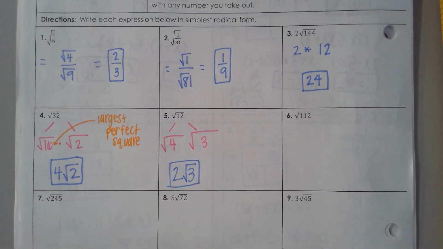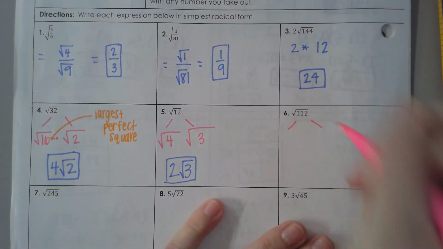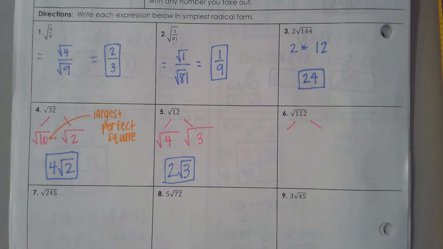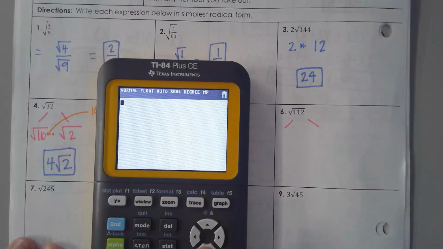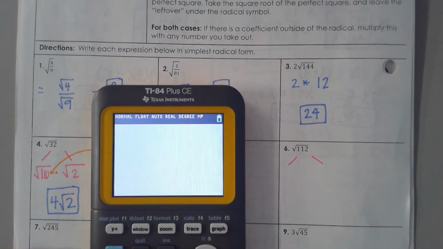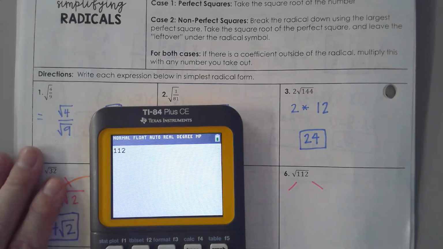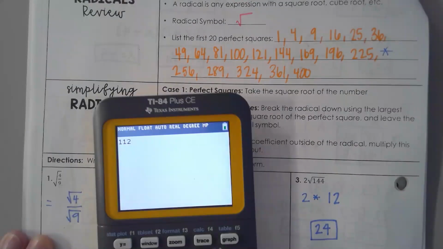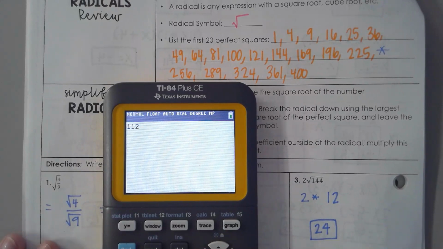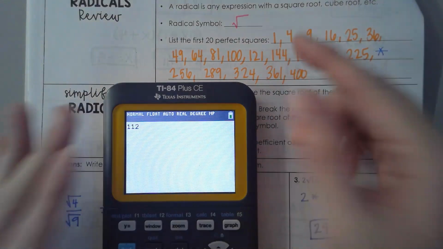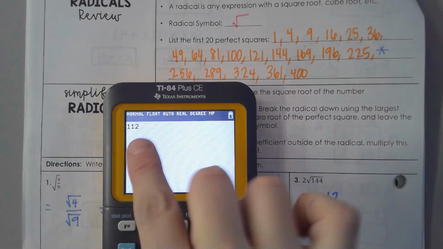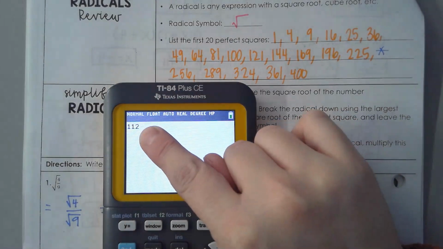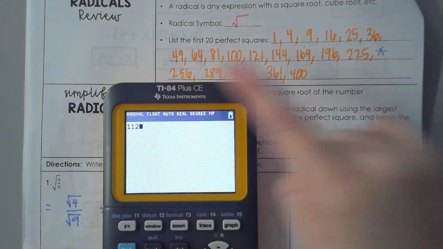Number 6 is the square root of 112. Now this one might be a little harder. You may not know this one right off the bat. So here's what I suggest. Take your calculator, and we're going to take 112 and divide it by our perfect squares to see which ones go into 112. And since we want the biggest one, it's better to work with the bigger numbers and then work your way backwards. Now obviously you want to divide by numbers that are smaller than 112.